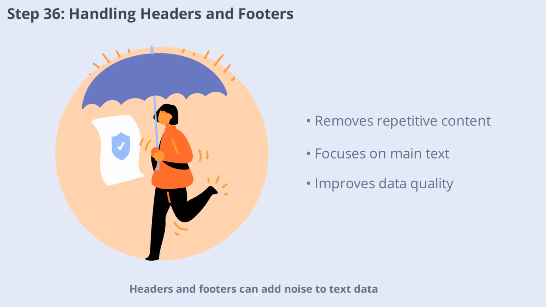Headers and footers can add noise to text data, especially in documents with repeated content on each page. Removing these elements helps ensure that your analysis focuses on the actual content and isn't skewed by repetitive information.